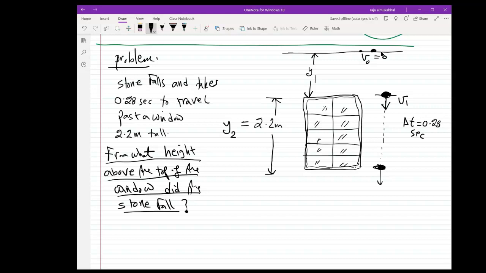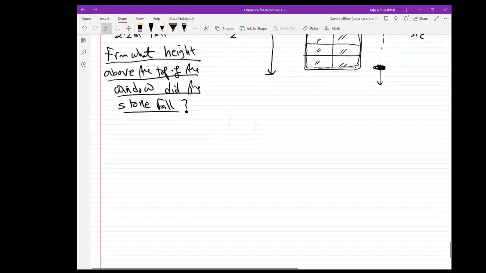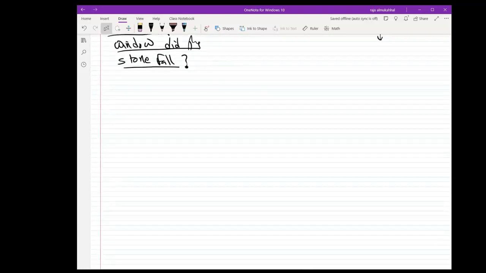Let's look at, so what we want to do, I want to use a kinematic equation to solve the problem. I hope you have already drawn this in your notebook before I make it disappear. Let's look at y2, which is the height of the window, and use kinematics. Remember, the stone is falling in free fall.